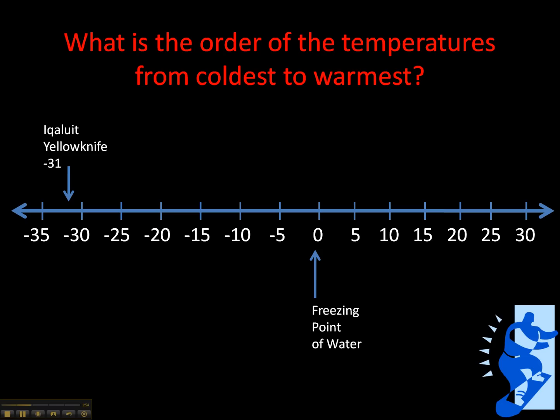So what we're going to do is put our first two cities down on our number line. Iqaluit and Yellowknife both have an average winter temperature on the low side of minus 31 or negative 31. So it fits right here, and you'll see in relation to 0 where that fits.